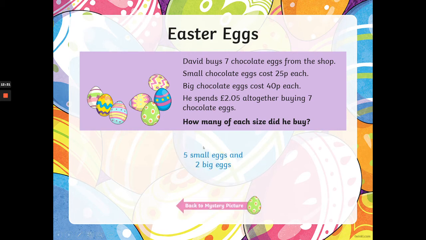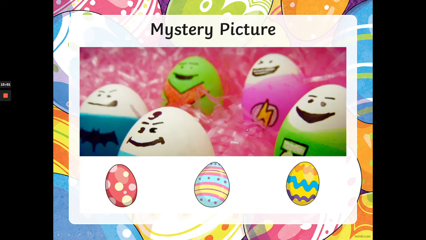He had 5 small eggs and 2 big eggs. Because if you do 25p and you add that 5 times, and if you take 40p and add that 2 times, hopefully you should have added them together and it equals £2 5. Okay, or 5 times 0.25, or 2 times 0.40, hopefully they add together to equal 2.05. Okay, so hopefully you managed to get the answer there. And let's go back to the mystery picture.